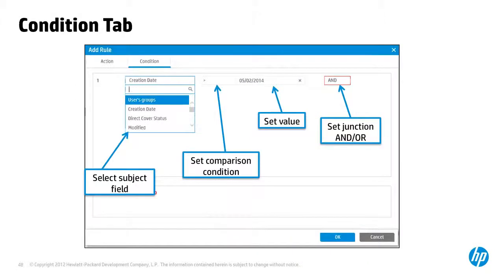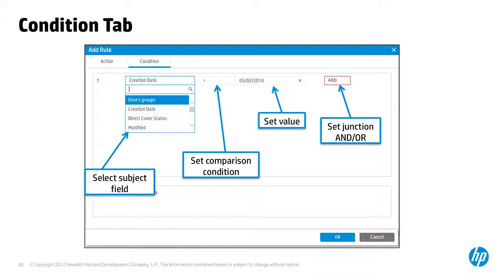Now, when you move over to the condition tab, this is where you can define the conditions for the action to take place. So you've got several options here. You can select which field you want to apply the condition to, whether it be the user's group, certain fields, whether you're in the requirements or defects module, what field you want that condition to be met, whether it be a creation date or a direct cover status or modified date, and so forth.